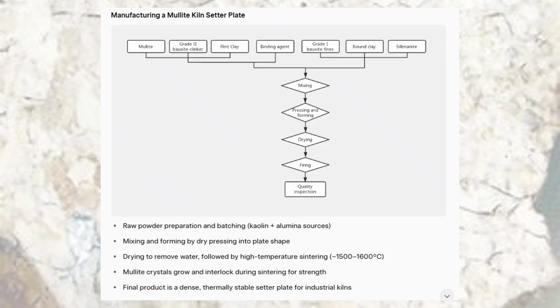After drying to remove any remaining water, the critical step is high temperature sintering at around 1500 to 1600 degrees Celsius. At this temperature, Mullite crystals grow and interlock, turning the pressed powder into a dense, strong, thermally stable ceramic plate ready for use in industrial kilns.